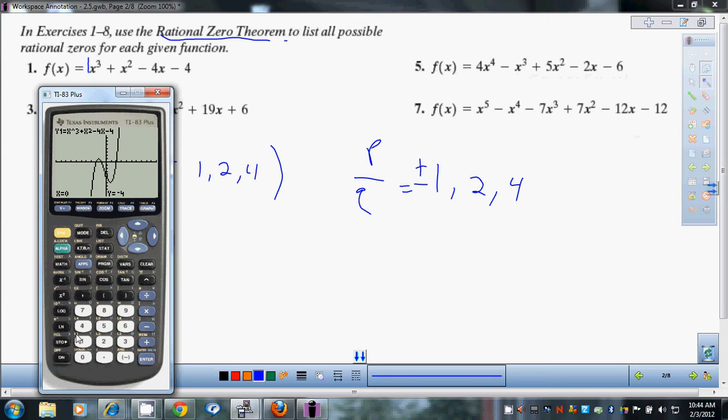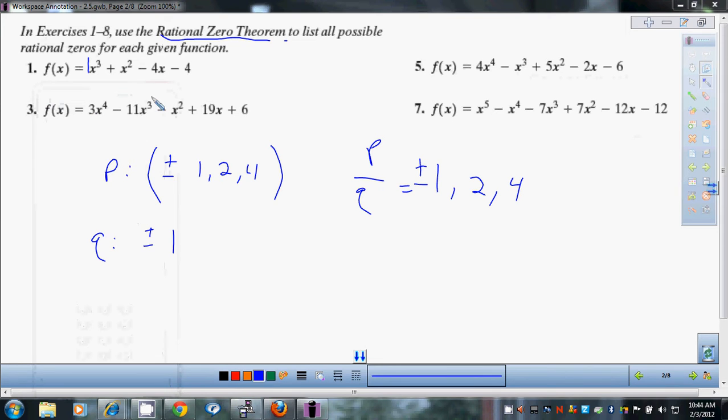Trace. So let's try the positives first. Positive 1, not a root. Positive 2 is a root. Once you find one, let's pretend we couldn't just easily find all 3. Because this is what you're going to have to do on the test. Once you find one, now you can divide that out, just like you just did in your homework. So 2 is a root. So we're going to take that out of our original. 1, 1, negative 4, negative 4.